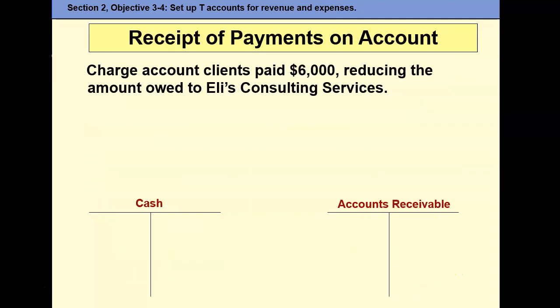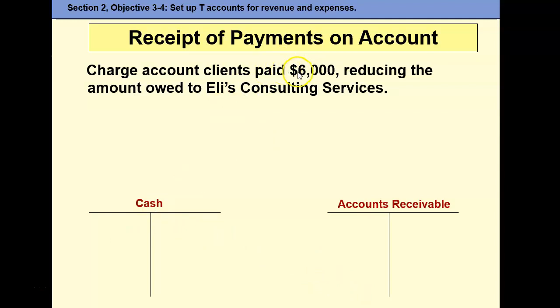Next transaction. Charge account clients paid $6,000, reducing the amount owed to Eli's Consulting Services. So most importantly, you must know how to first analyze these different types of business transactions. Analyze means to identify which accounts are involved in the transaction, determine if the accounts are increasing or decreasing, and identify what the account classifications are.